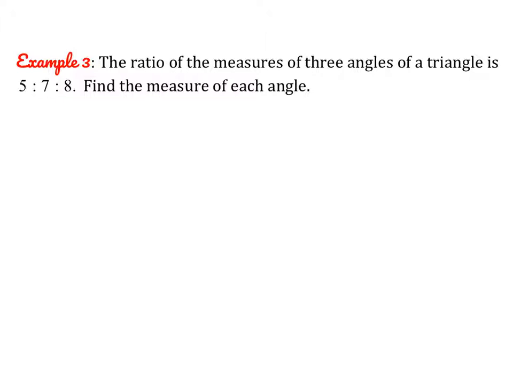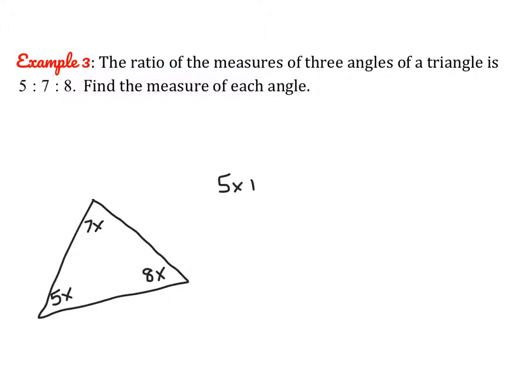Okay, here's a similar problem, except now it says the ratio of the measures of 3 angles of a triangle is 5 to 7 to 8. So that's just the relationship between the angles, but it doesn't actually tell us the angles. So it's essentially saying 5x, 7x, 8x. So for this problem, you have to remember that the three angles of a triangle always add up to 180 degrees. So that's how we can make our equation.